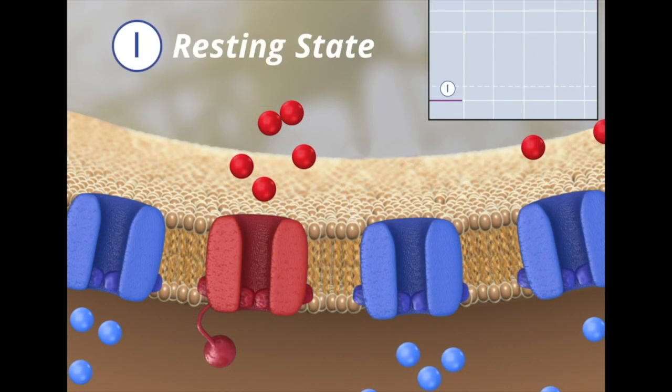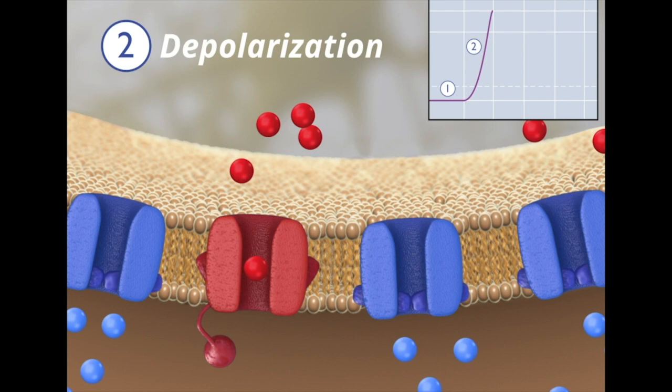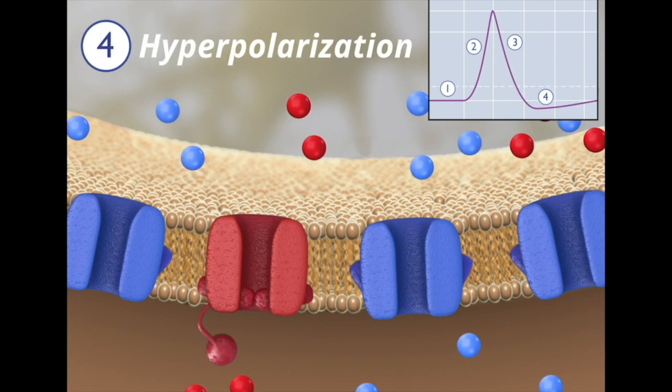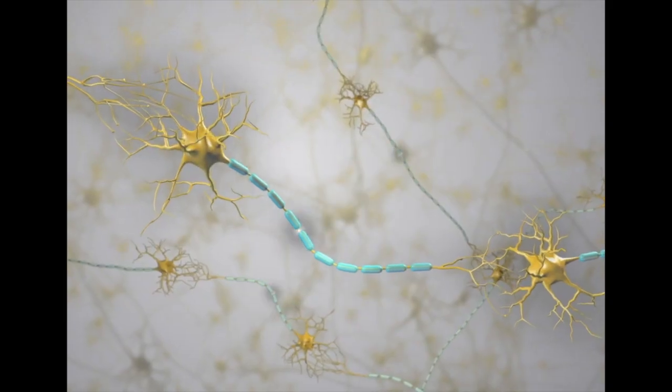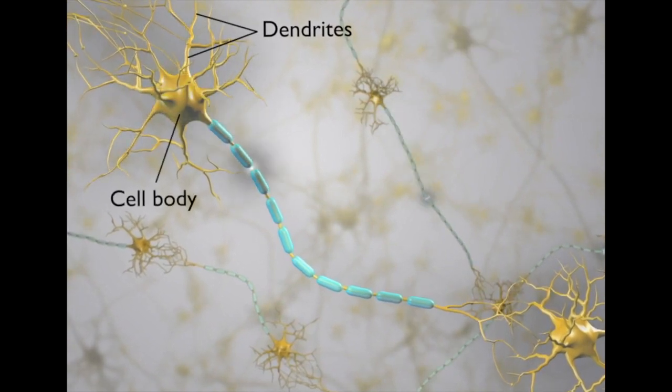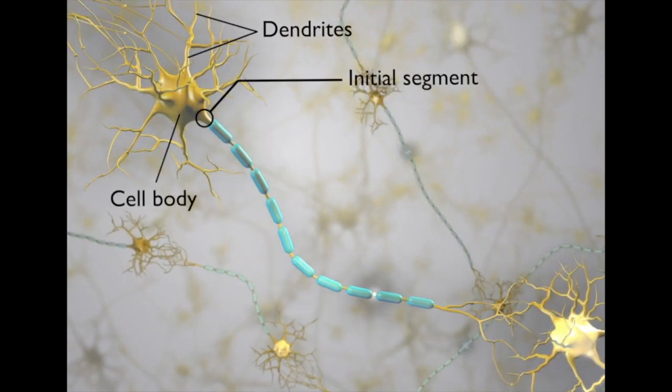In this topic, we explore, step by step, the events that occur as an action potential is generated in the axon's initial segment. The action potential begins when local signals originating from the dendrites and cell body reach the axon's initial segment.